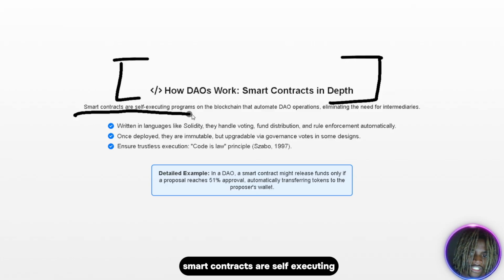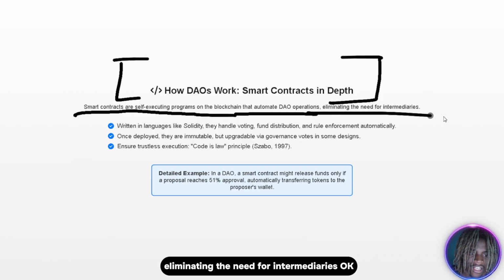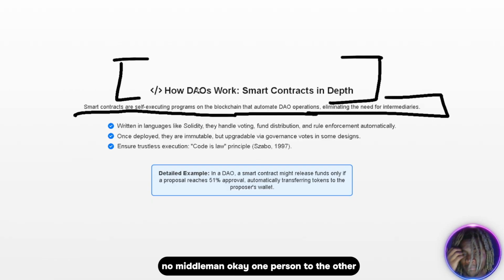Smart contracts are self-executing programs on the blockchain that automate DAO operations, eliminating the need for intermediaries. Okay, no middlemen, one person to the other. That's how the bread is getting transferred. Nobody messing with your money. Nobody's trying to get in the way of blocking when you want to send bread over.